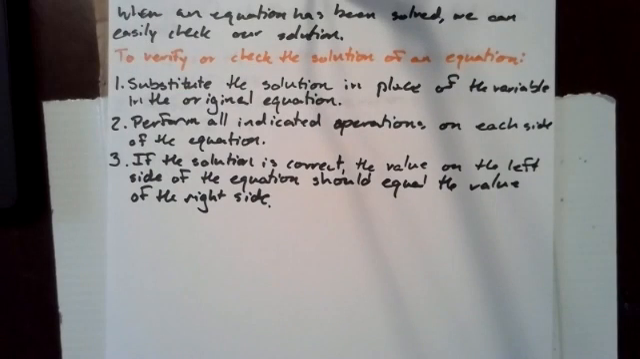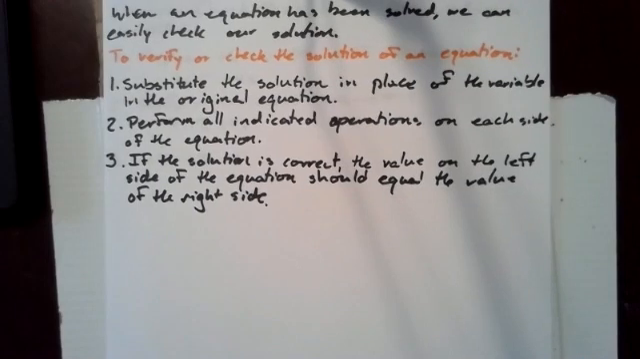When an equation has been solved, we can easily check our solution. To verify or check the solution of an equation, first substitute the solution in place of the variable in the original equation. Perform all indicated operations on each side of the equation. If the solution is correct, the value on the left side of the equation should equal the value on the right side.